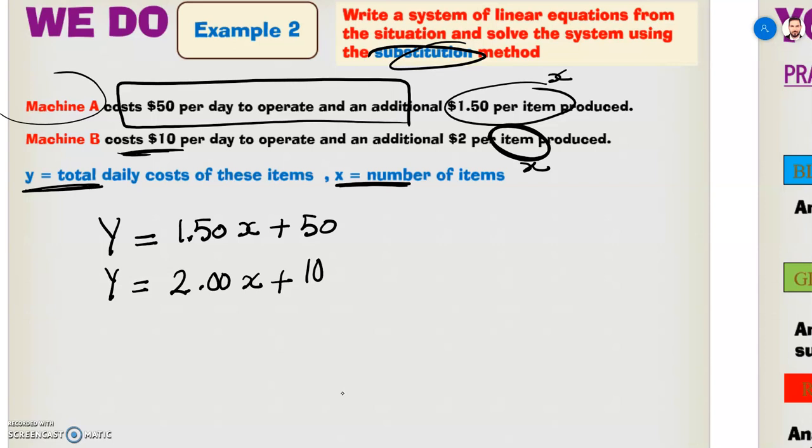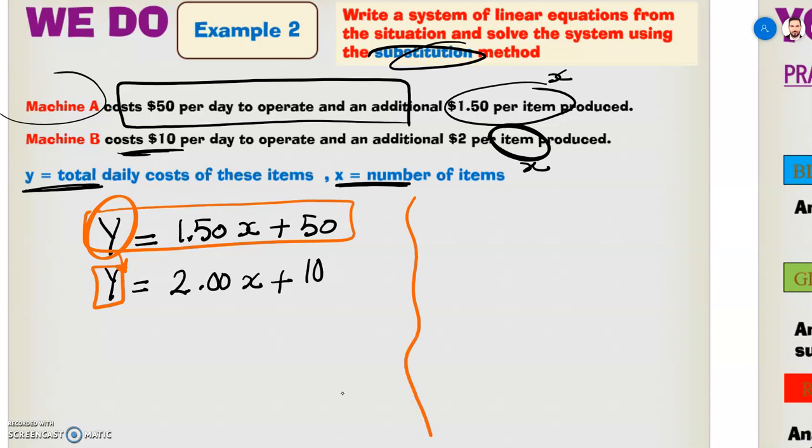And now I have to substitute. Actually, here I have what I want. Y is the subject, Y is the leader. So I can substitute Y with Y. So here I will substitute the first equation, Y is equal 1.50 X plus 50. I will put the value of Y here, replacing this Y. Okay, let's see. 1.50 X plus 50 equal 2.00 X plus 10. I did the substitution now.